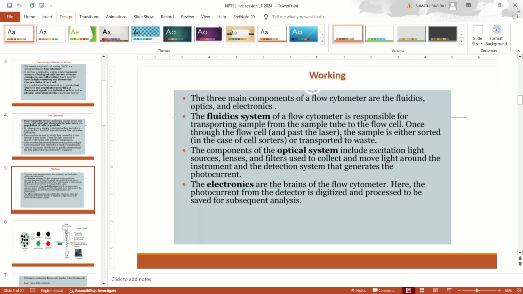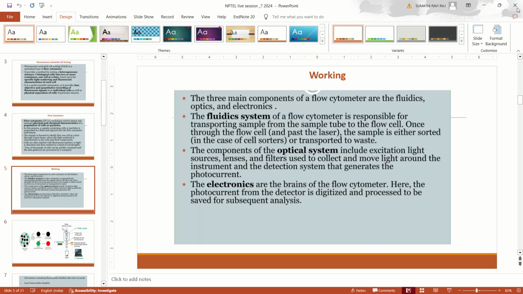After excitation, the fluorescent dye or your fluorophore will emit light in a particular wavelength. So this emission has to now be collected. Your emission will be collected and detected using your lenses and your filters, particular filters for different wavelengths, and then it will be detected by a photodetector or a photomultiplier, which will convert this into a photocurrent. Then comes your electronics.